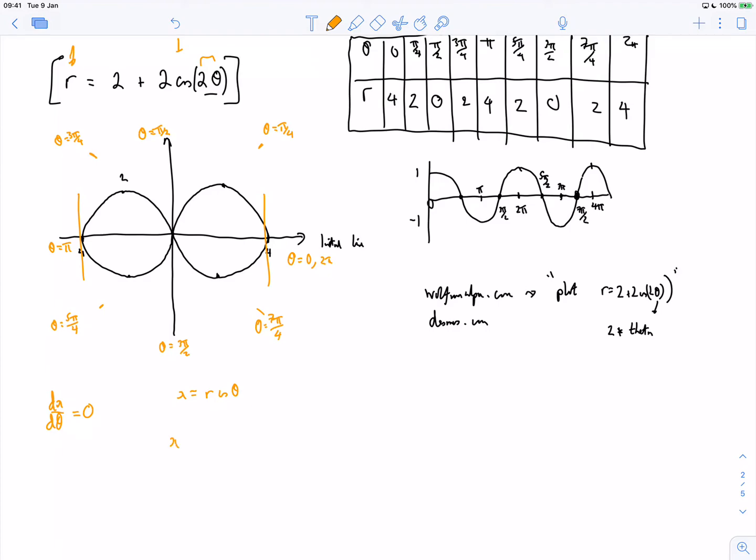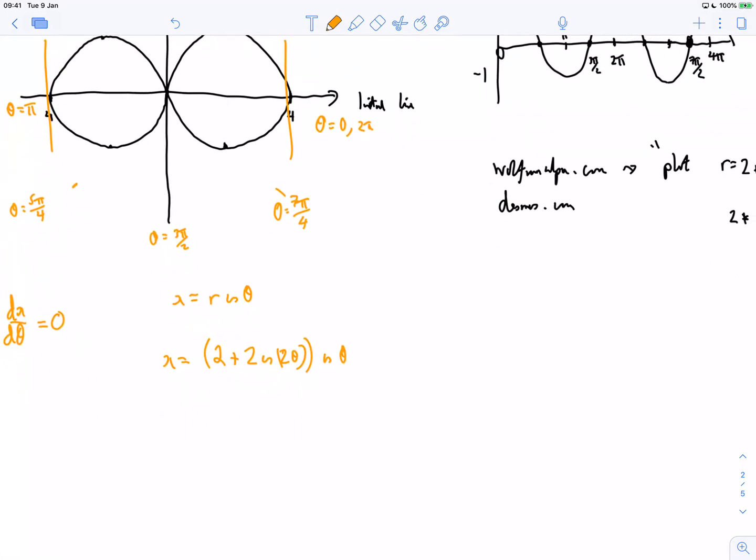So that means x is going to be r, so that's 2 plus 2 cosine 2 theta times cosine theta. So now x is actually 2 cosine theta plus 2 cosine theta times cosine of 2 theta. And now I want to differentiate that with respect to theta and set it equal to 0. So first things first, 2 cosine theta just becomes minus 2 sine theta.